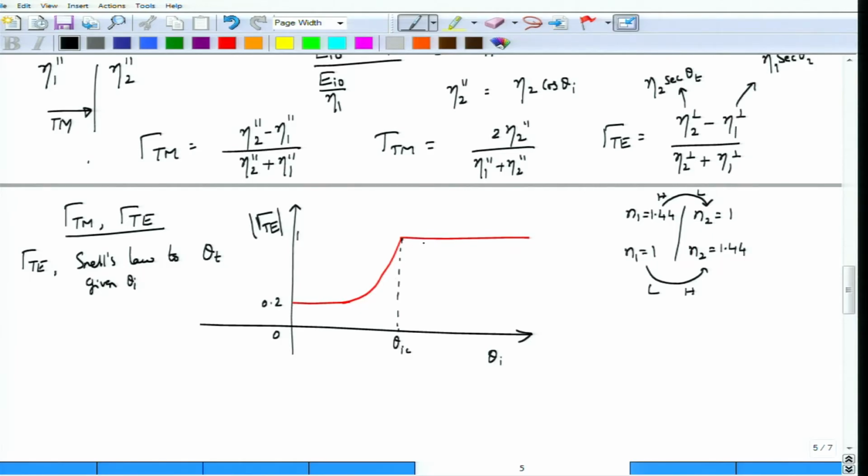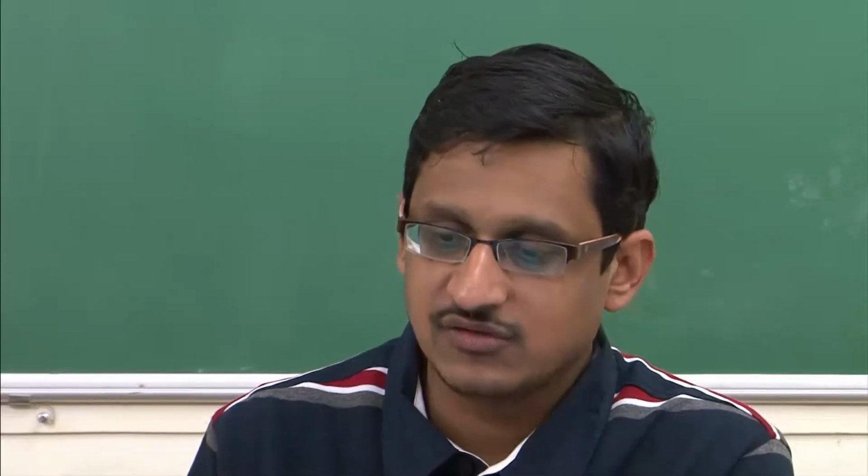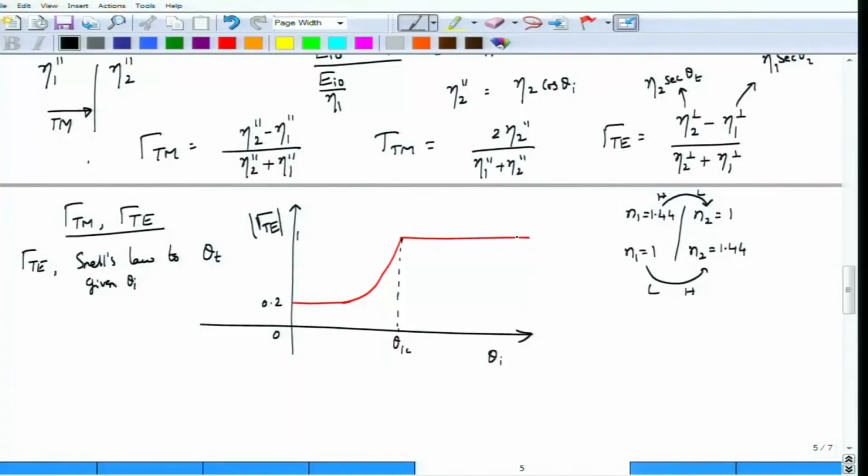Now, if reflection coefficient magnitude is unity, what does it mean? Will there be any transmitted power? Well, the entire power is reflected, nothing is actually getting transmitted, right. So, if the reflection coefficient hits 1, then nothing is getting transmitted and everything is getting reflected. Now, what was this case for? Was it the case for 1.44 and 1? You are right. This is where n1 is equal to 1.44 and n2 is equal to 1.